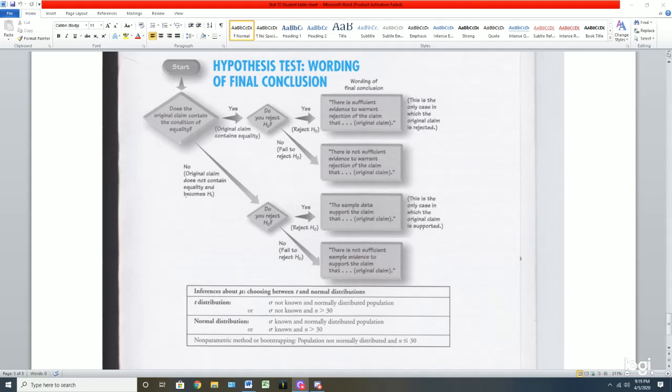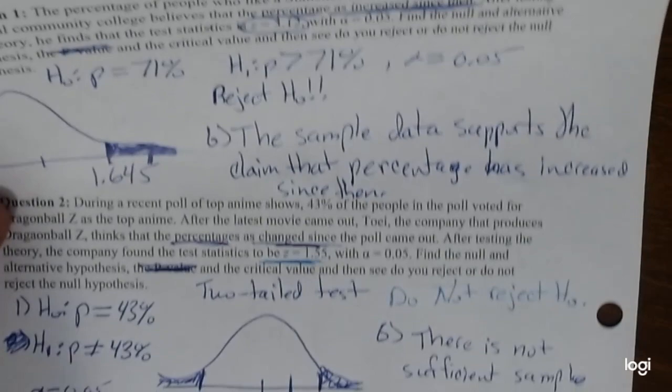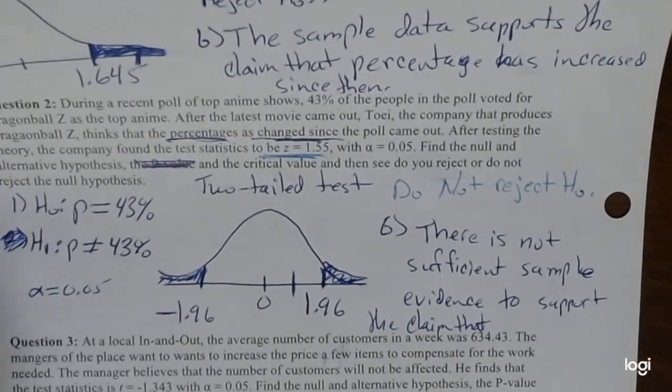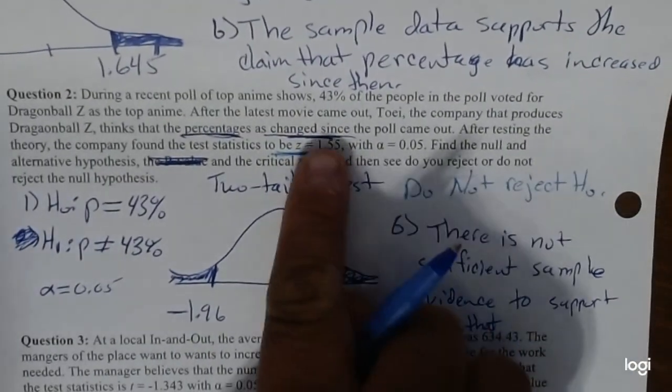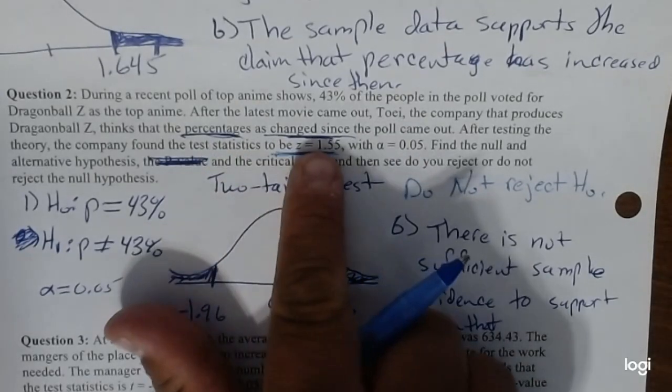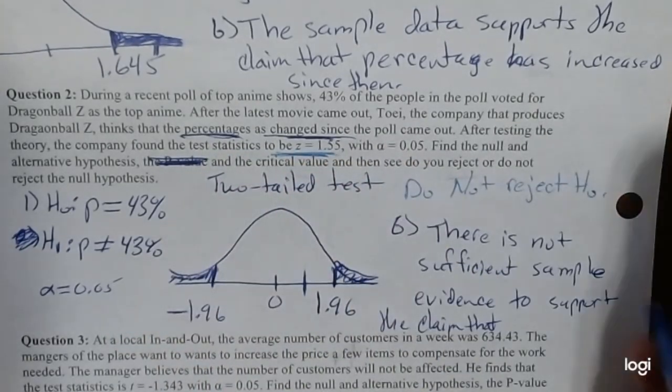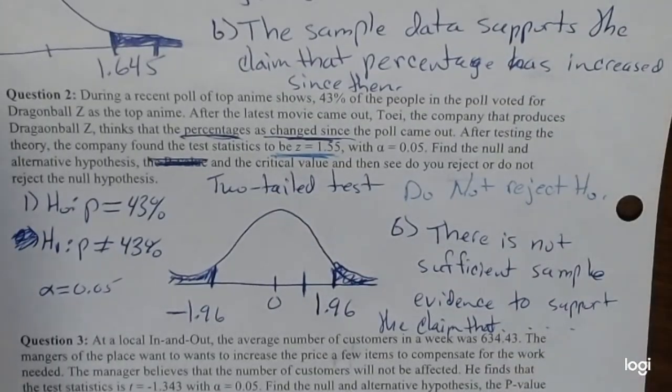Is it enough evidence to support the claim that, and then we go back to what we're talking about. Support the claim that the percentage has changed since the poll came out. And then we just write the rest of it there.